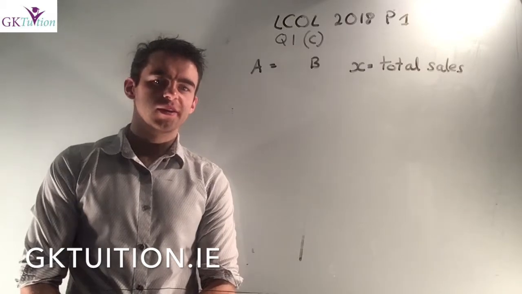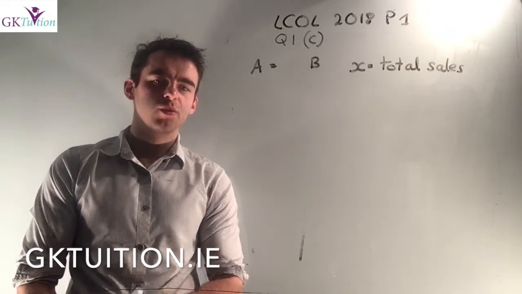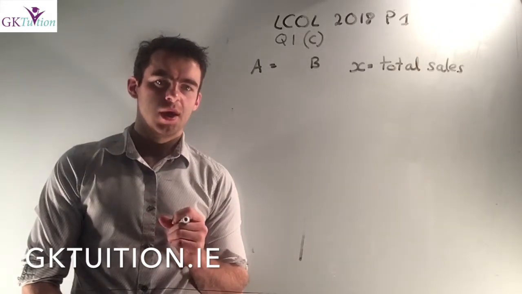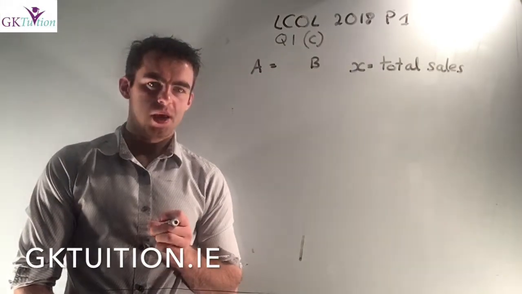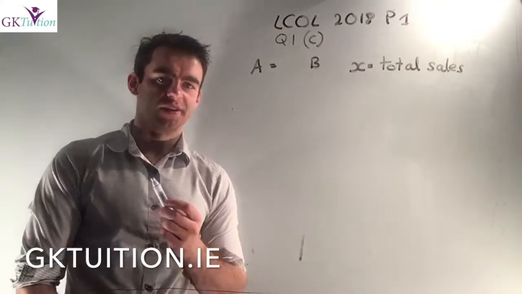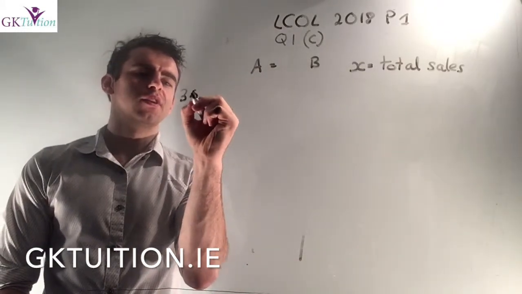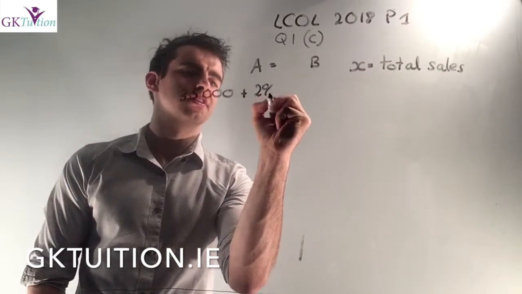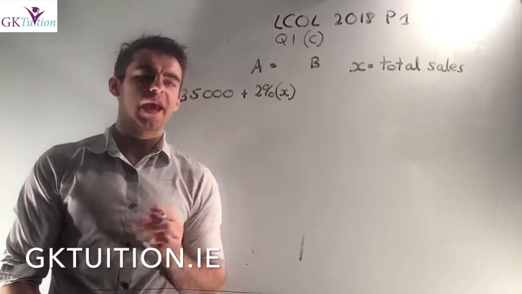Okay, in the third part of this question, we're asked to find the total number of sales for which someone would earn the same amount of money under contract A and under contract B. In other words, I want to know when is contract A equal to contract B. And in order to do this question, I'm going to call X the total sales. So contract A is 35,000 plus 2% of the total sales, or in this case, let's just call it 2% times X.